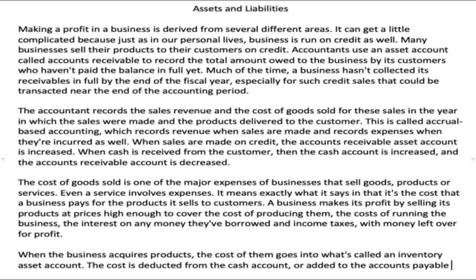This is called accrual-based accounting, which records revenue when sales are made and records expenses when they're incurred as well. When sales are made on credit, the accounts receivable asset account is increased. When cash is received from the customer, then the cash account is increased and the accounts receivable account is decreased.